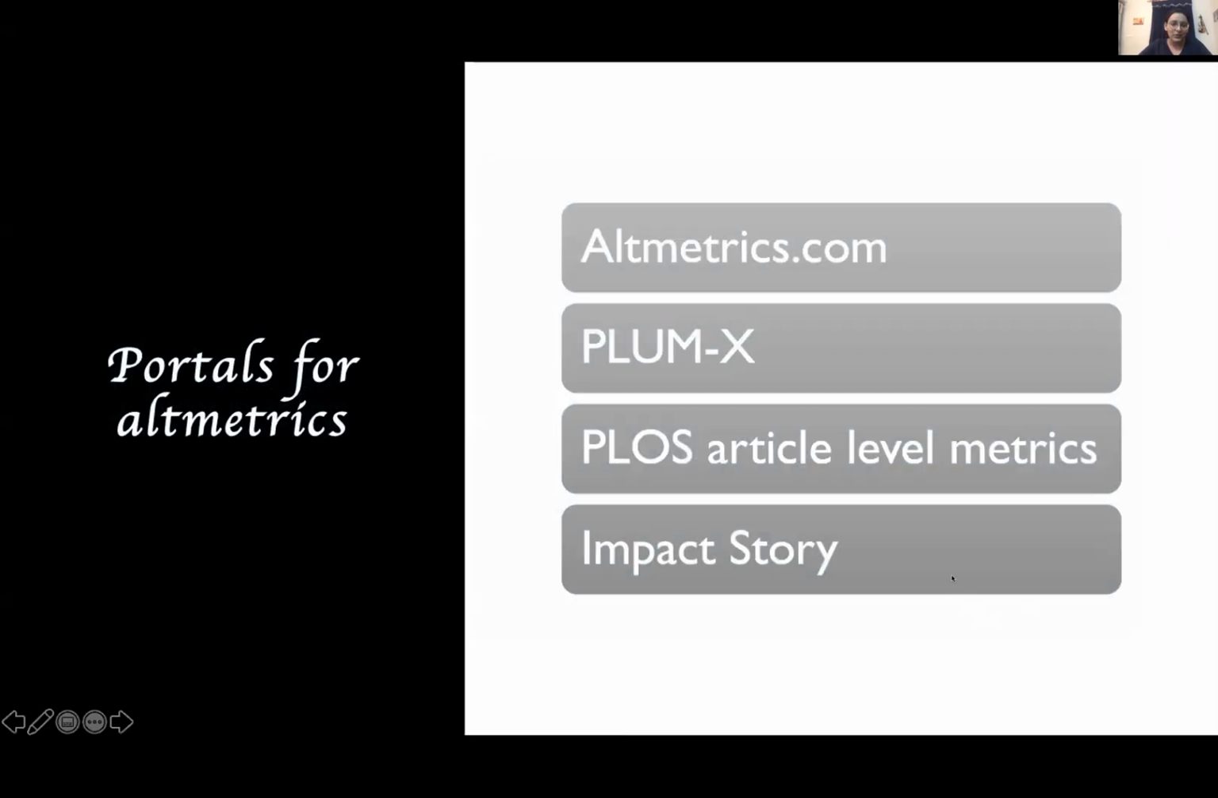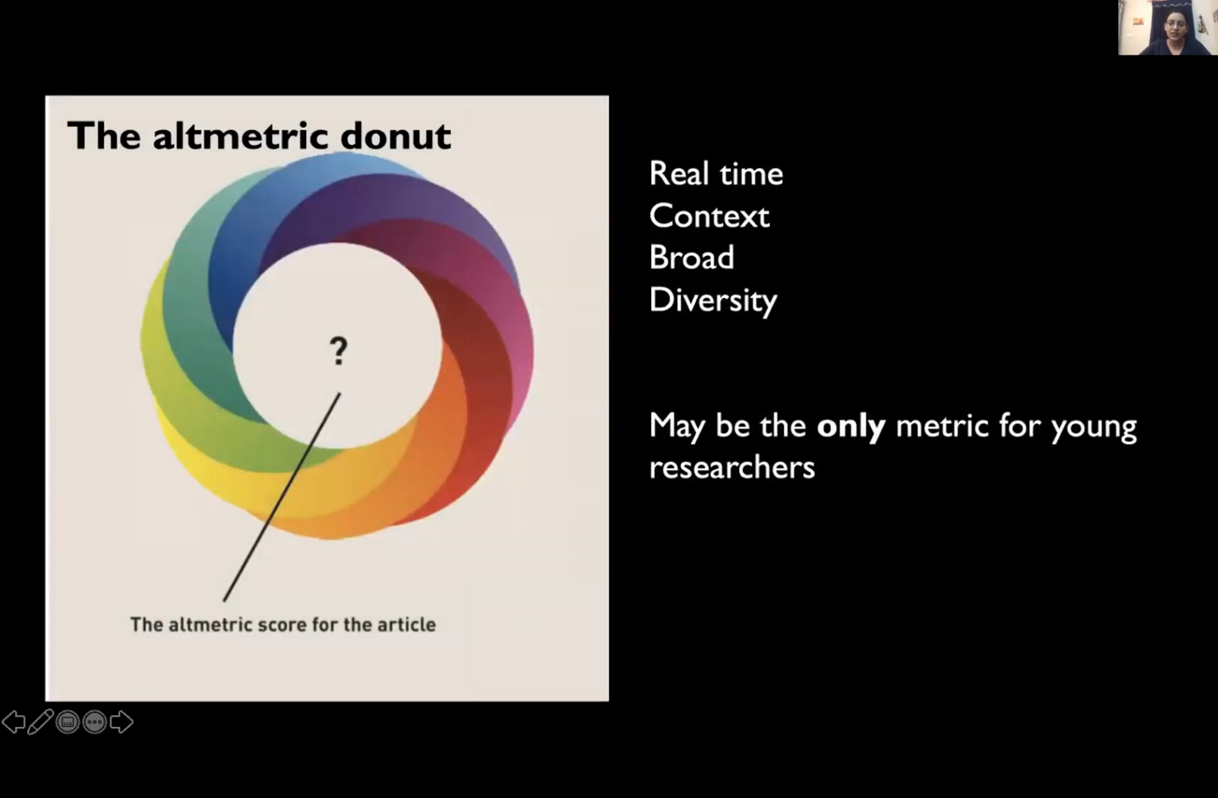So the common portals for Altmetrics, all of you may have heard of altmetrics.com. Apart from that, PlumX is another leading provider, which is completely paid, while Altmetrics, some of the services may be free. And then PLOS group of journals have launched their own article level metrics, and Impact Story is more for an individual researcher rather than for individual articles or a journal. So today we'll be concentrating more on the first two, and also some papers which have studied all of them clubbed together.